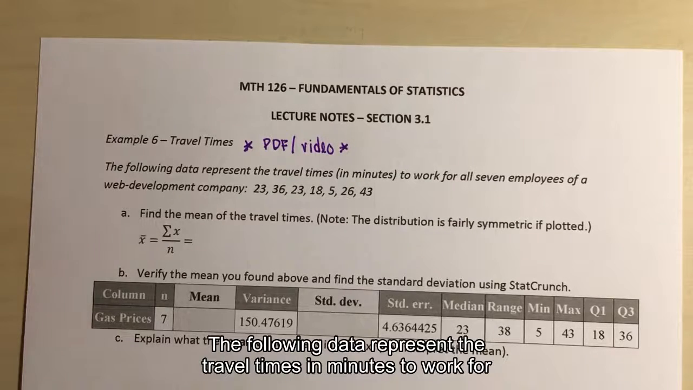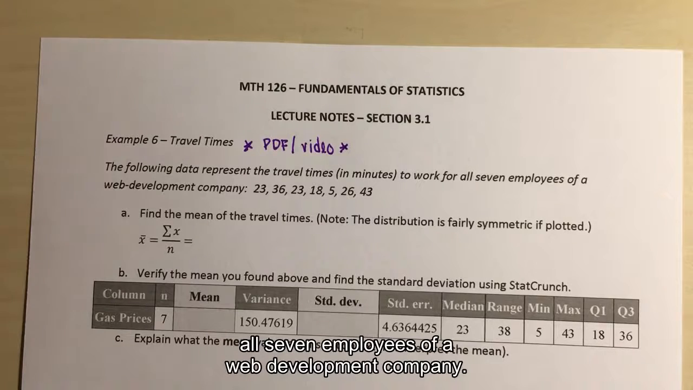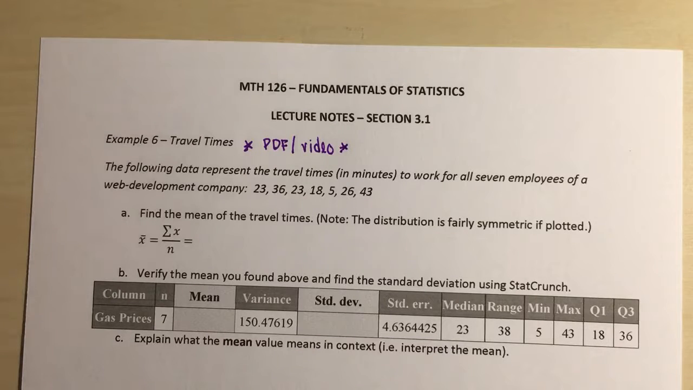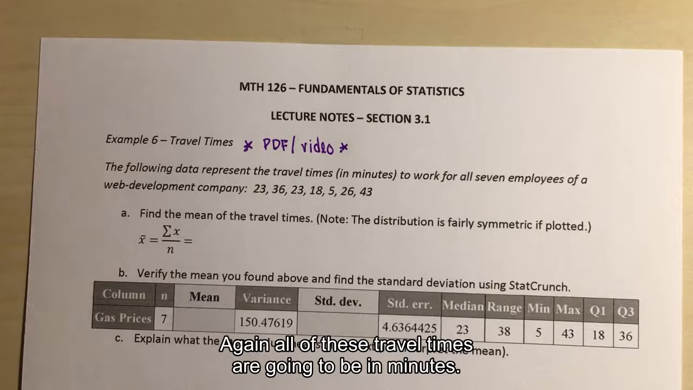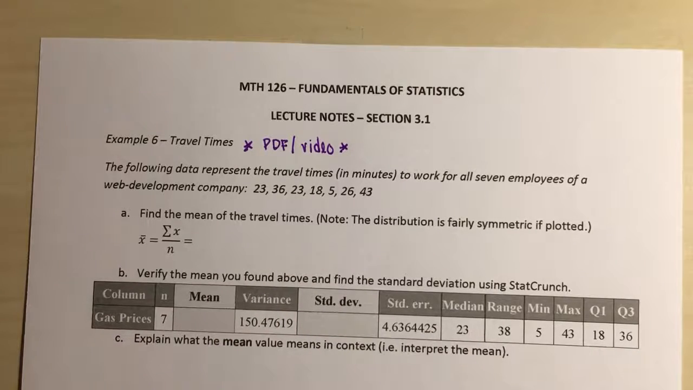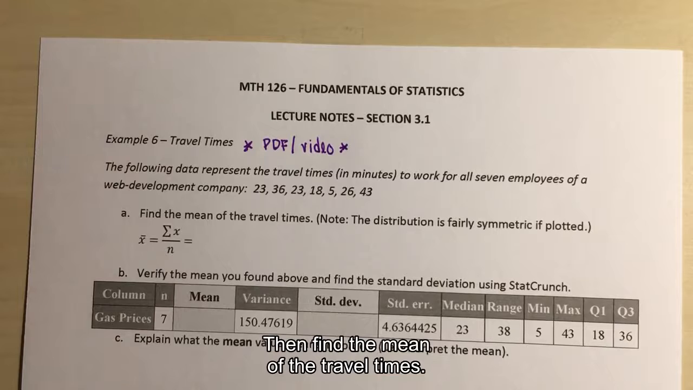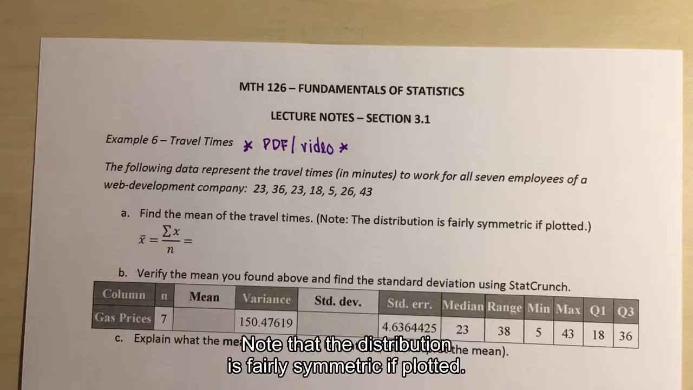All right, so the following data represent the travel times in minutes to work for all 7 employees of a web development company. So 23 minutes, 36 minutes, 23, 18, 5, 26, and 43. Again, all of these travel times are going to be in minutes. Then find the mean of the travel times. Note that the distribution is fairly symmetric if plotted.